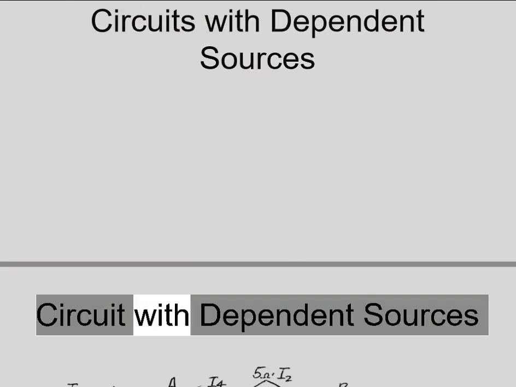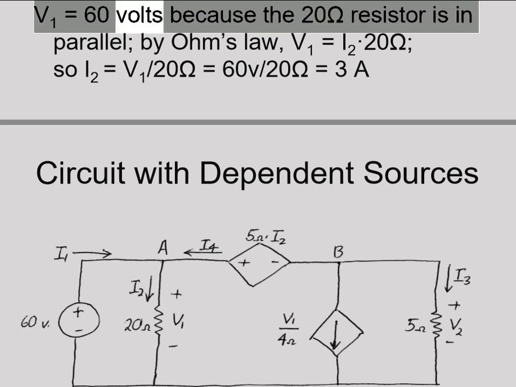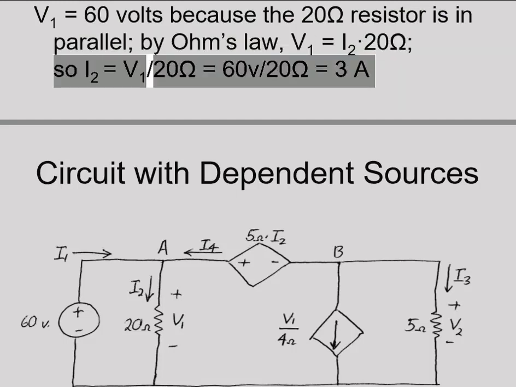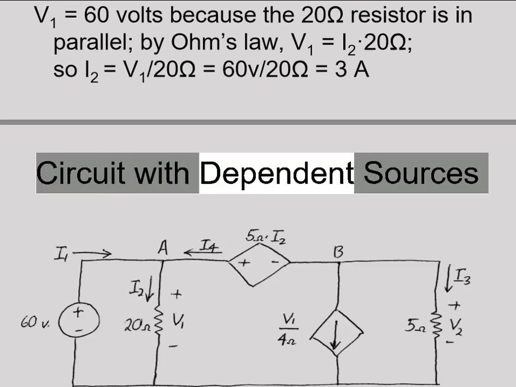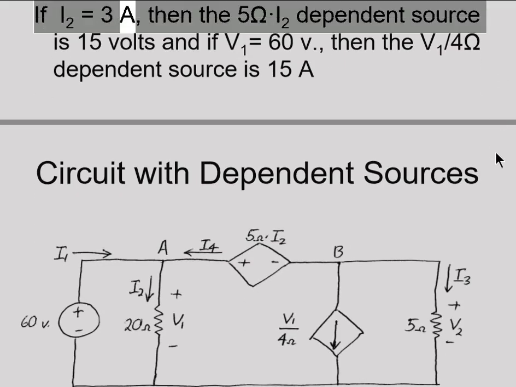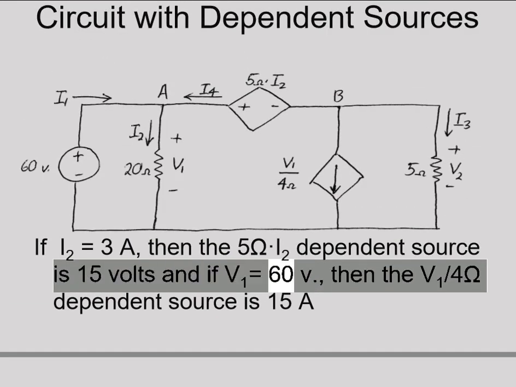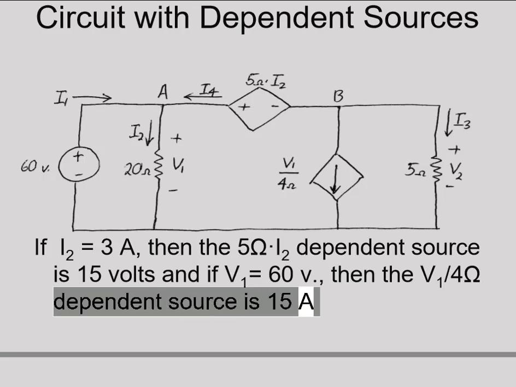Circuits with dependent sources. V1 equals 60 volts because the 20 ohm resistor is in parallel. By Ohm's law, V1 = I2 20 Ω, so I2 = V1 / 20 Ω = 60 V / 20 Ω = 3 A. If I2 = 3 A, then the 5 Ω I2 dependent source is 15 volts, and if V1 = 60 V, then the V1/4 Ω dependent source is 15 A.